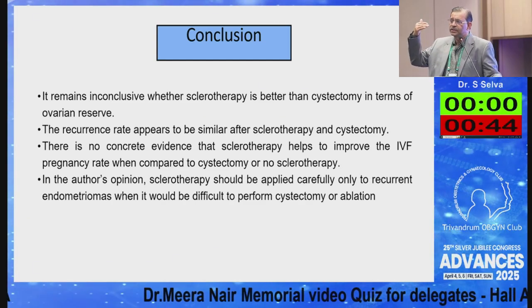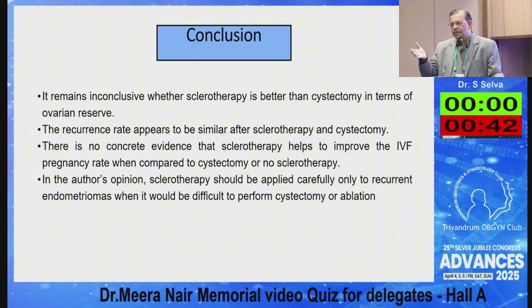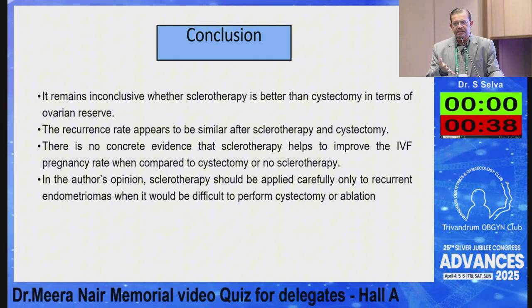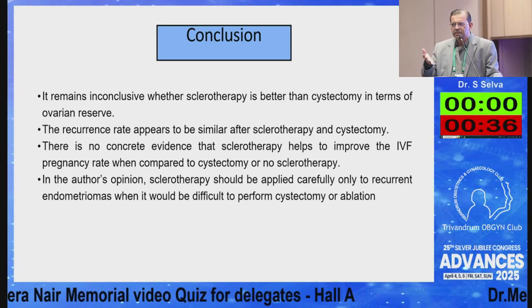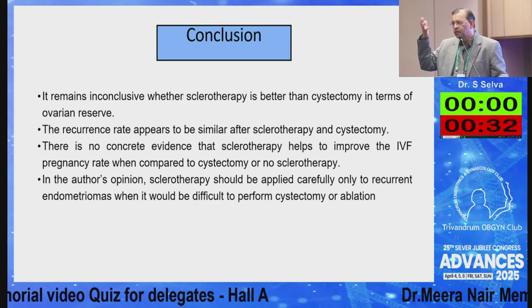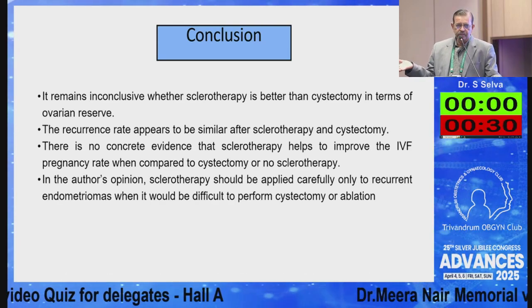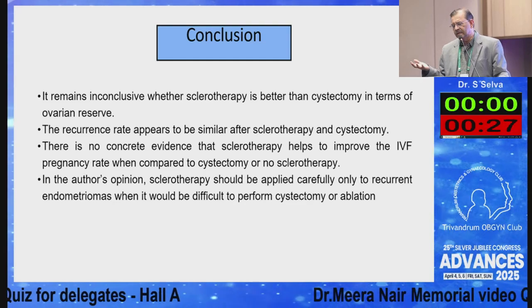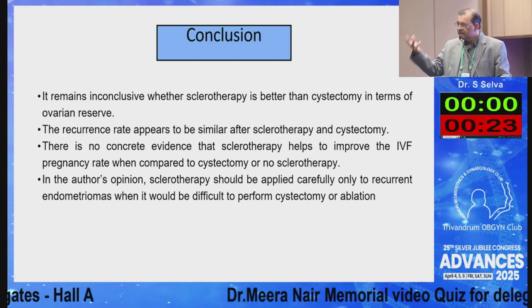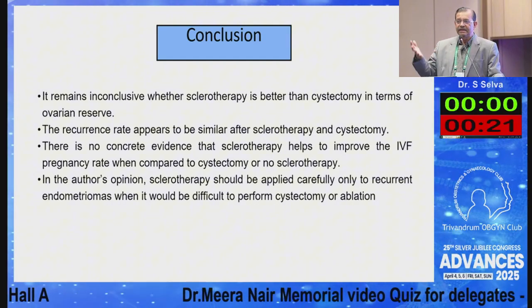If her AMH is good, then I would recommend surgery. Of course, the patient will ask, what do you think, doctor? I will recommend a cystectomy because I think that is a good option for her. But if her AMH is low, then I will offer her ablative therapy. And the preferred ablative therapy is laser now, instead of sclerotherapy.